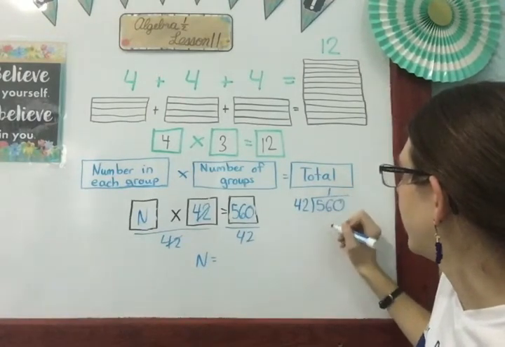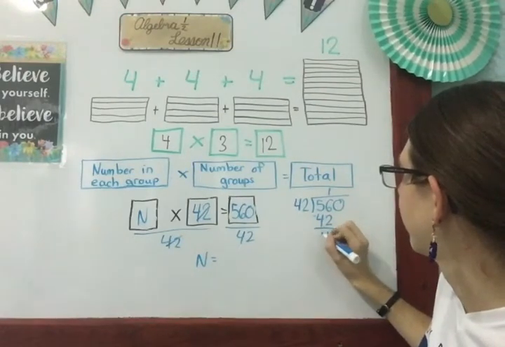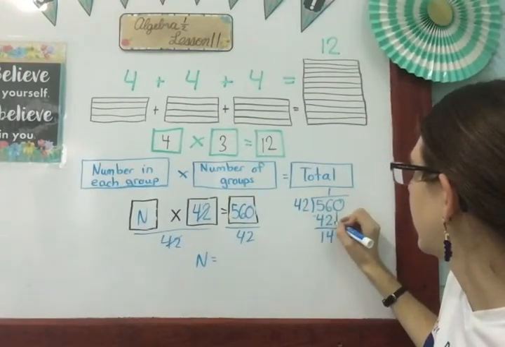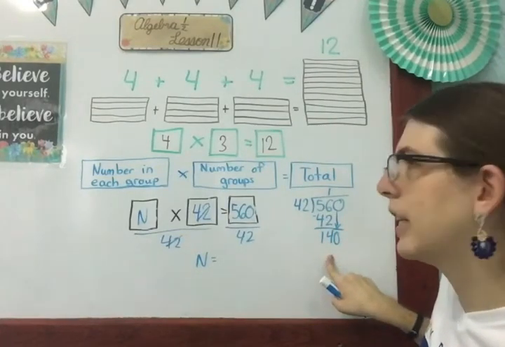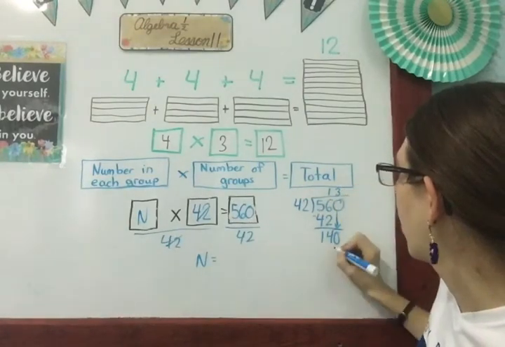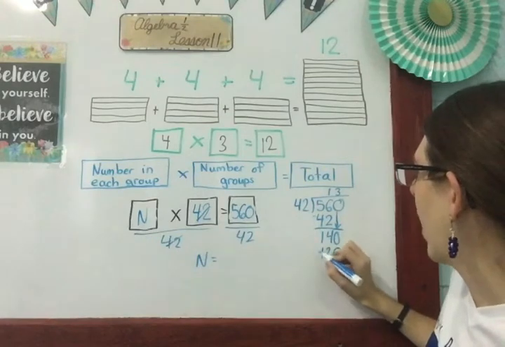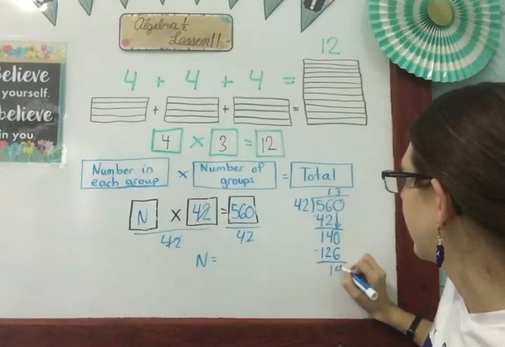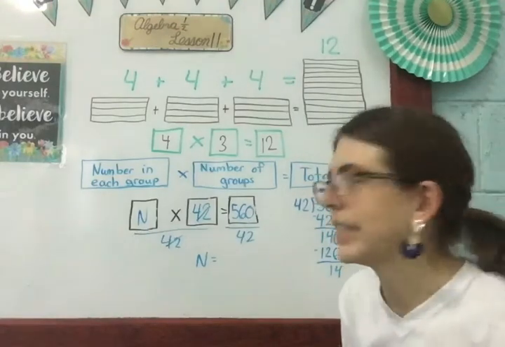42 goes into 56 one time. Subtract. 14 is less than 42. Bring down my 0. 4 goes into 14 about 3 times. We'll see if that works. 3 times 2 is 6. 3 times 4 is 12. I subtract and I still have 14. So I have a remainder of 14.